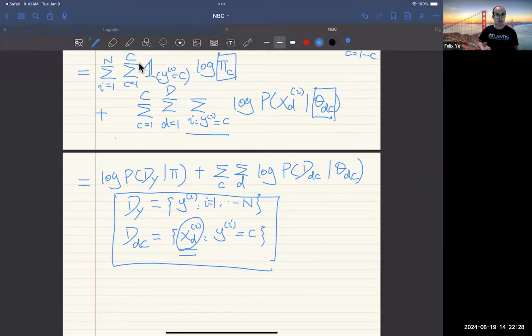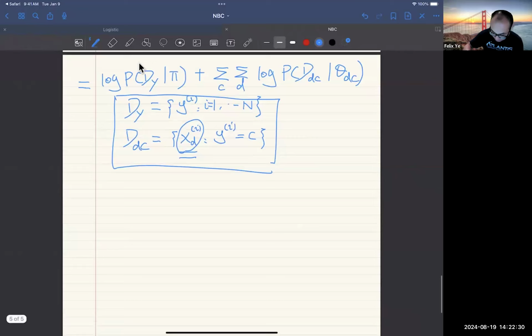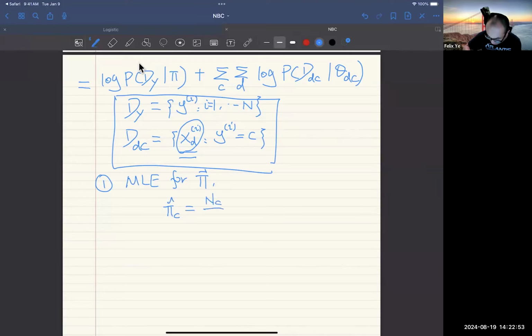So for pi, the MLE for pi is the same as calculating the MLE for the categorical distribution. This is simply the empirical count. So pi_c hat is nothing but N_c divided by n, basically just the empirical count of all the labels.